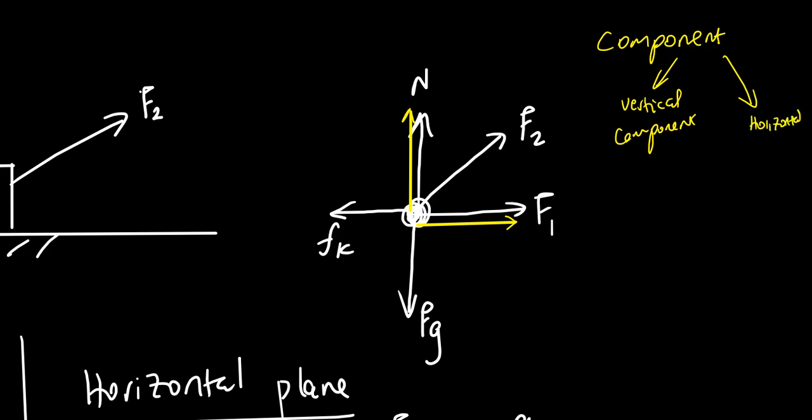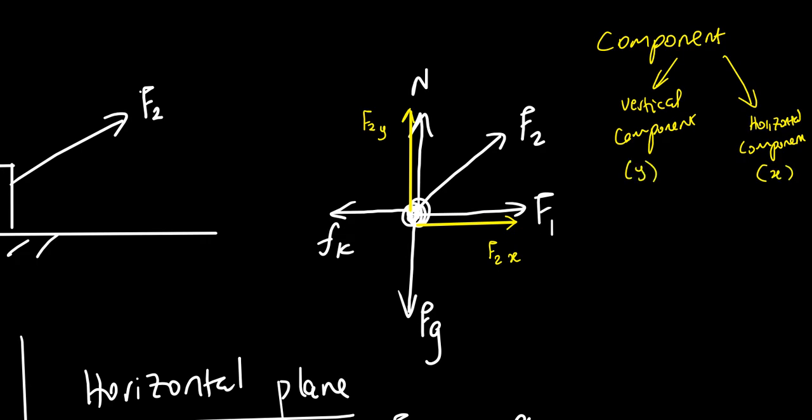Understand? So the vertical component, we still call it F2, but we add a subscript Y to indicate that it's still F2, but F2 which is acting in the vertical direction. Whereas here, we still write that it's F2. However, we put a subscript X to indicate that it's still F2, but which is acting horizontally. So the X is to indicate that it's acting horizontally. The Y is to indicate that it's acting vertically.